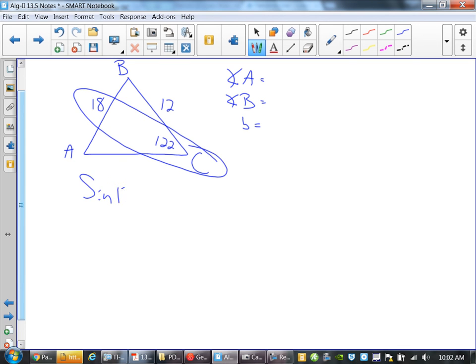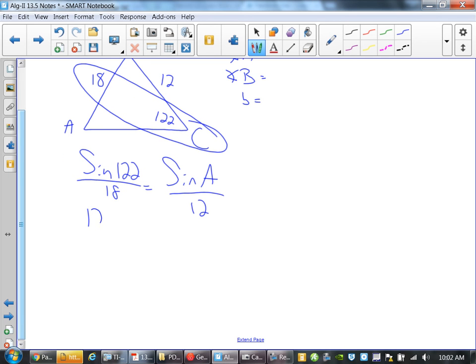Sine of 122 over 18 is the sine of A over 12. Let me show you a little shortcut here. Is there any reason for me to multiply both sides by the 18 and then have to divide it back over to the other side? Since I'm solving for the angle A here, what I'm going to do is just multiply by 12. I'm going to get 12 sine 122 over 18 is the sine of A. So we need to make sure we know how to put this in the calculator correctly.